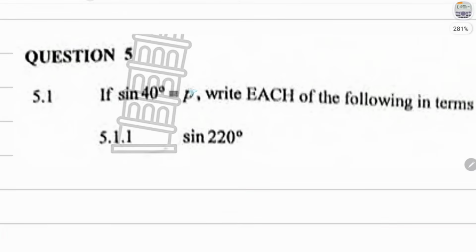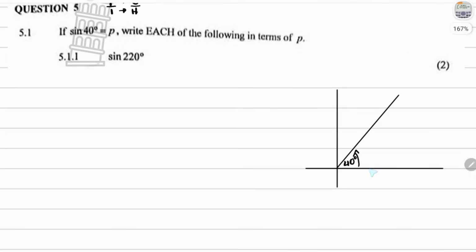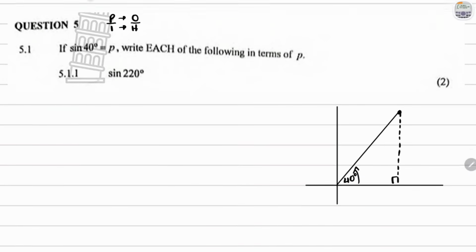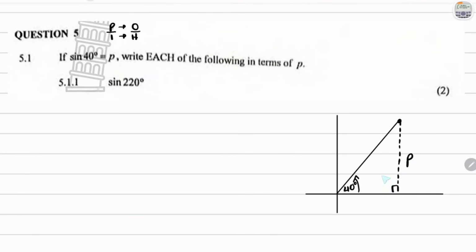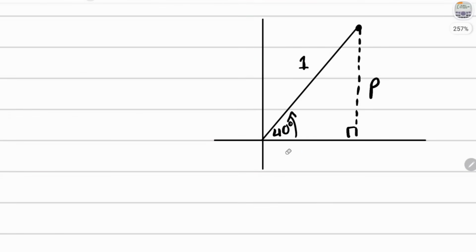Well, sine is the opposite side over the hypotenuse. Since sine of 40 degrees is equal to p, it means that p is your opposite side. And what's your hypotenuse? Well, the denominator of p would be 1. So when we draw a line perpendicular to our x-axis, where we have 40 degrees, the opposite side would be p and the hypotenuse would be 1. The only thing we need to find is the adjacent side, or the value of x.